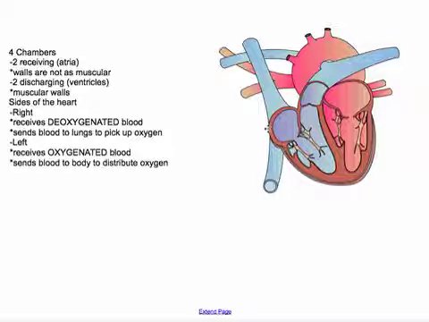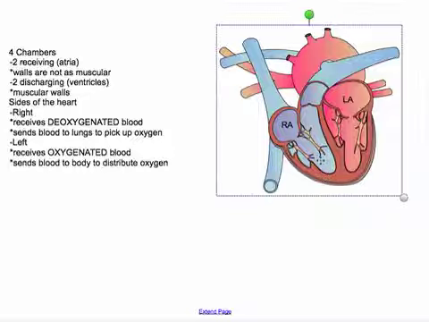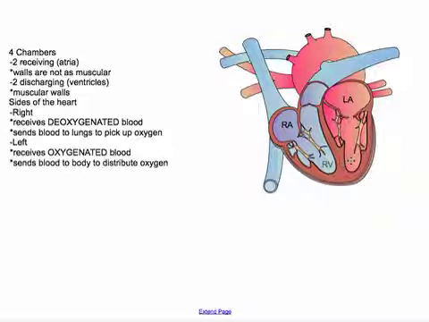So you have two receiving chambers, the atria, one on the right and one on the left. You also have two discharging chambers, one on the right and one on the left. The right atrium is going to receive deoxygenated blood from the vena cava. The left atrium is going to receive oxygenated blood from your lungs. They're not very muscular compared to the ventricles, but they're going to push the blood through to the ventricles.